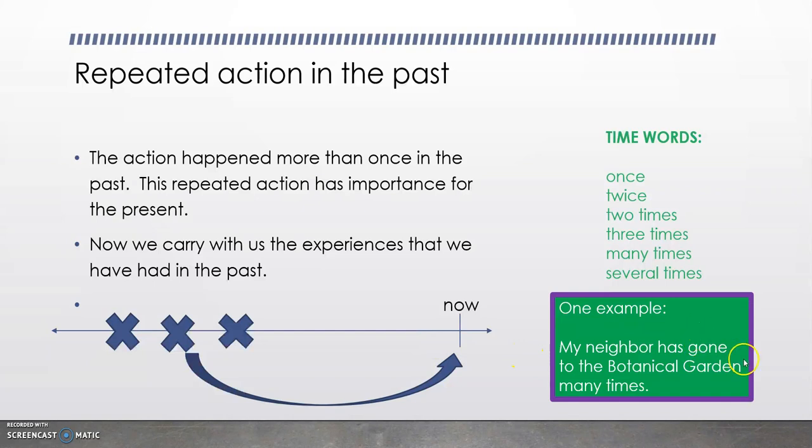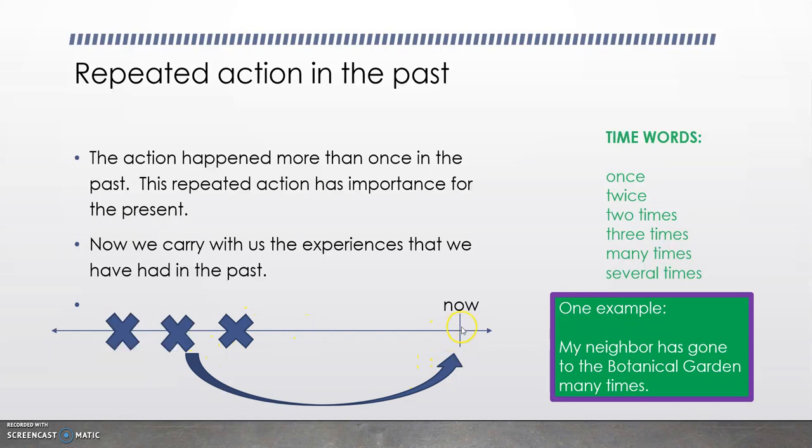My example is, my neighbor has gone to the botanical garden many times. How many is that? We don't know. Is it 4 times? Is it 8 times? Is it 15 times? We don't know for sure. That's not important. The important thing is repeated in the past, and I'm using present perfect.